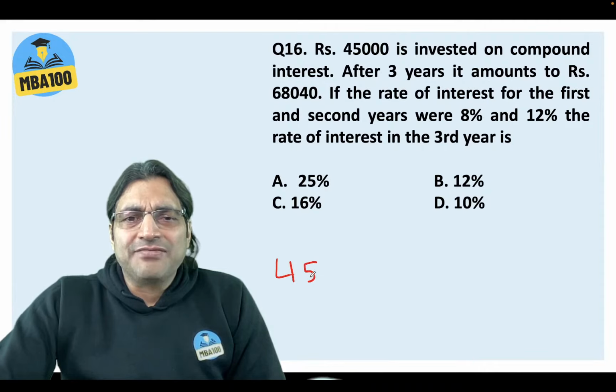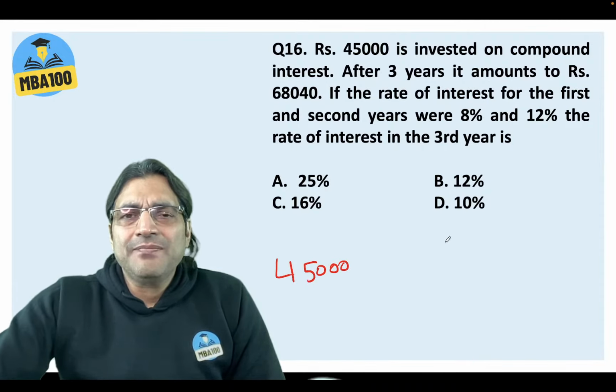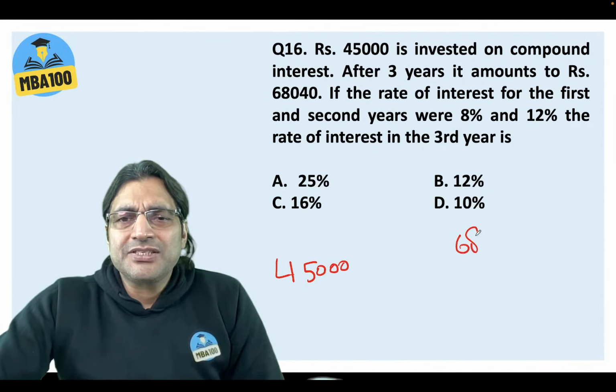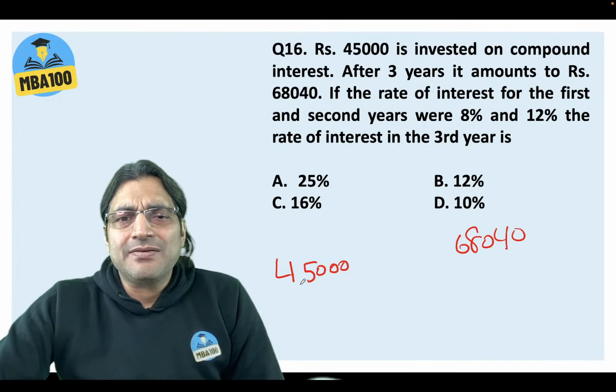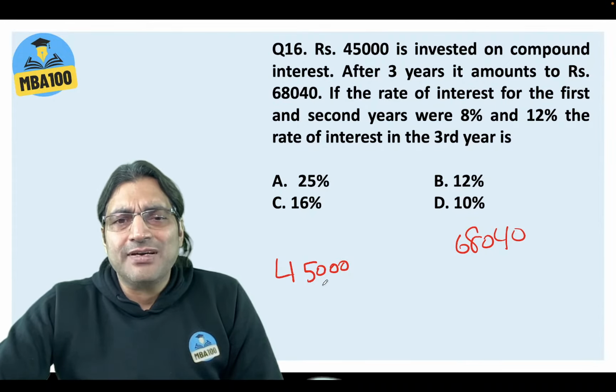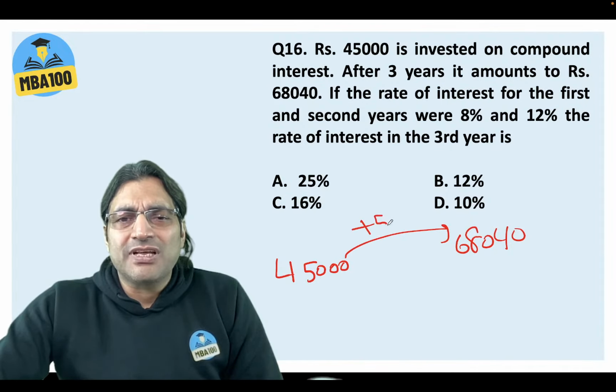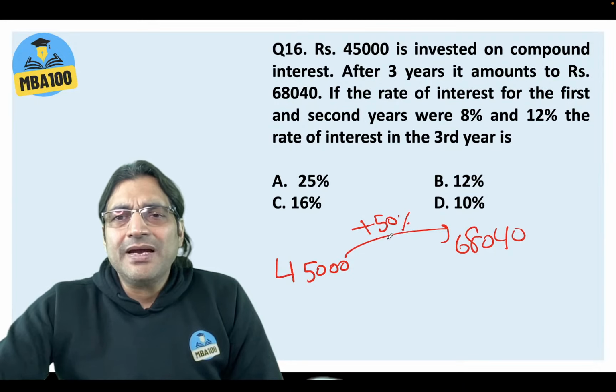You start with 45,000. And how much do you get? 68,040. If you increase it by 50%, half of 45,000 would be 22,500. So it would be 67,500, right? So overall, the gain is of more than 50%, right?